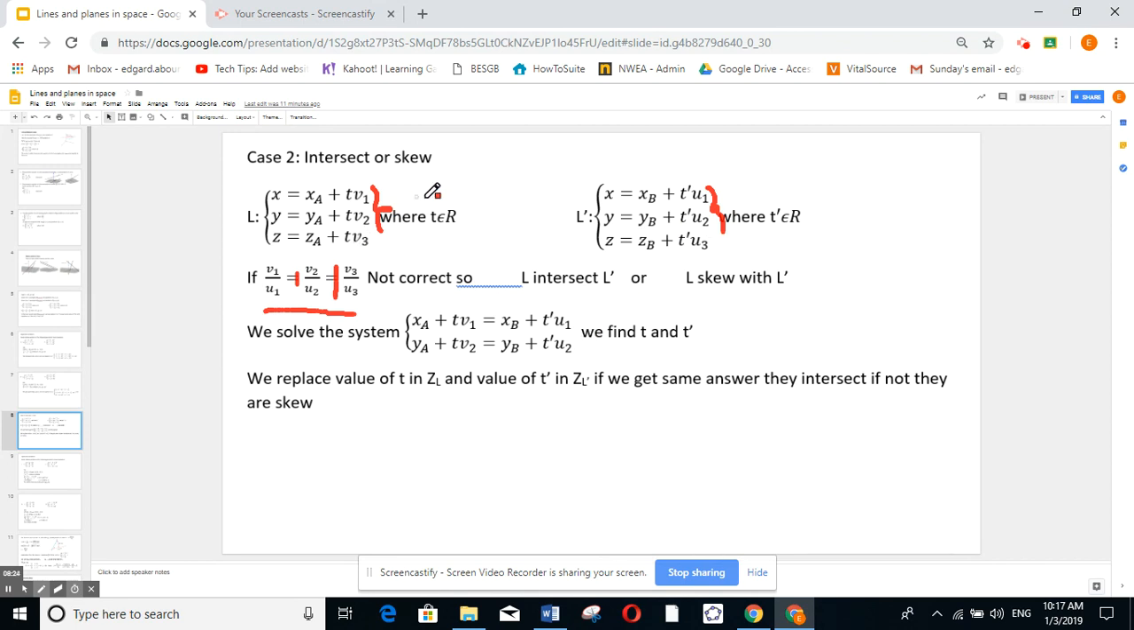When you get T and T prime, two equations and two unknowns, you replace T here and T prime there. If you have the same value of Z, it means the two lines intersect. If not, they are skew. We're going to take an example.